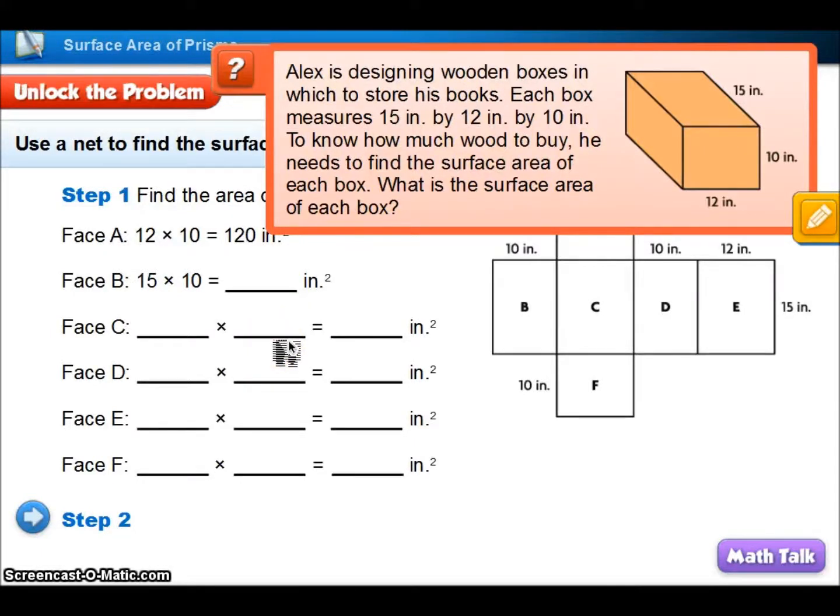Okay, in this lesson, we'll be learning to find surface areas of prisms. A prism is a three-dimensional shape that has two identical bases at each end. So here would be a base, and the other end would be a base.